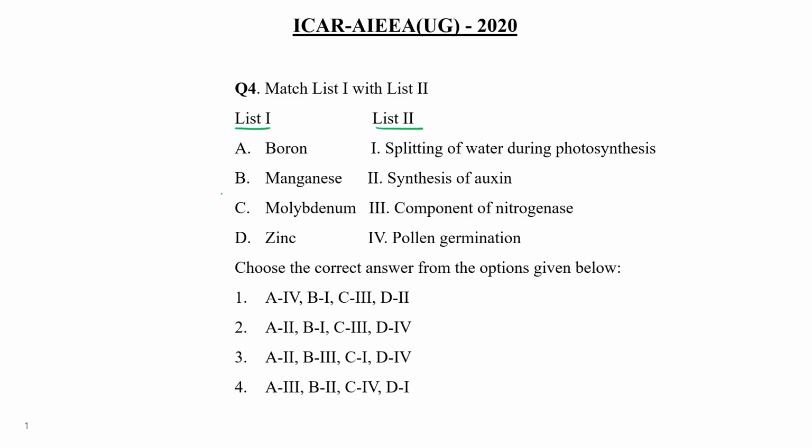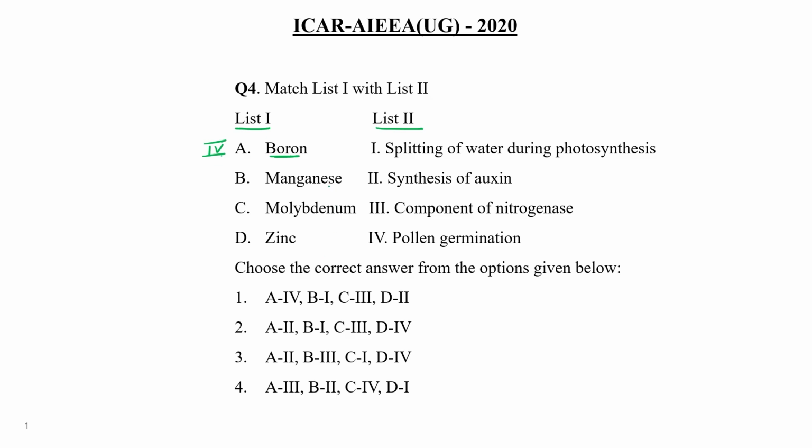Okay, let's solve it. This question, boron. This boron is related to the pollination. So pollen germination. Whenever boron comes, you just relate it with the pollen germination. So A comes with the choice number 4.